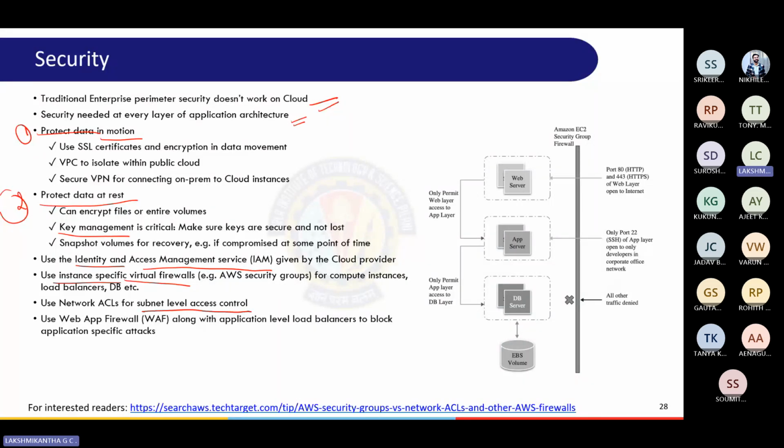And finally, we have application firewalls, web application firewalls. We use this WAF along with a load balancer to block application specific attacks, like SQL injections or cross-site scripting. Guys, a layered approach is the only way to ensure security on the cloud. That you should remember. Okay, now let us look at a conceptual application to tie all these practices together.